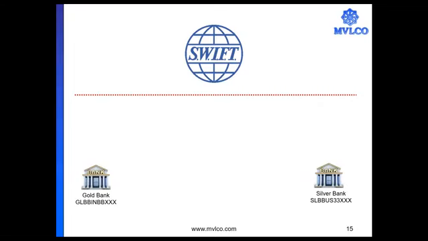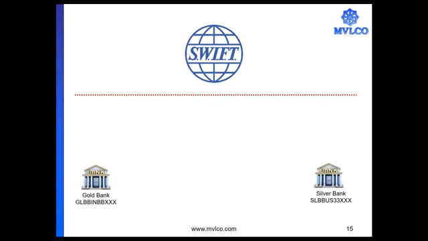On the screen, I have two entities. Gold Bank has the BIC, the business identifier code, GLBB, indicating Gold Bank, IN indicating India, BB indicating Bombay, and XXX could represent any branch of that particular bank. On the other hand, I have the bank called Silver Bank, indicated in the BIC by SLBB, US indicating United States, and 33 indicating New York. So I have two banks, one in Bombay, India, and another in New York, USA.